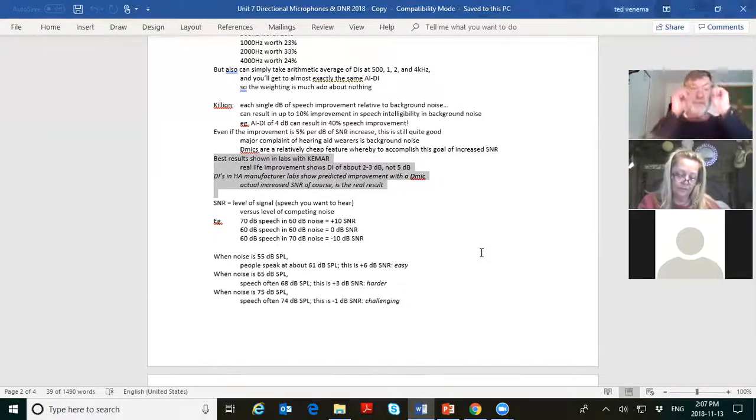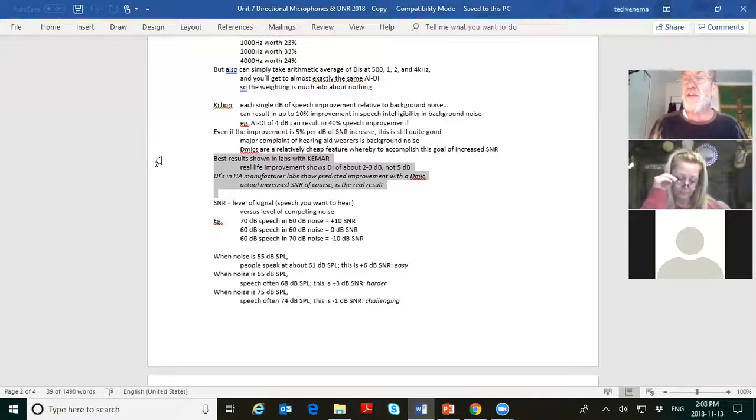So basically, best results of directional mics are always shown on Kemar because it's in a lab. This is the part to put a star by. Real life improvement shows a directional index of about 2 to 3 dB, not 5. And the directional index in a hearing aid manufacturer lab shows the predicted improvement with a directional mic. The actual increased SNR, of course, is the real result.